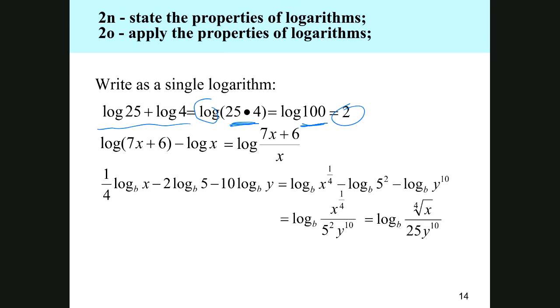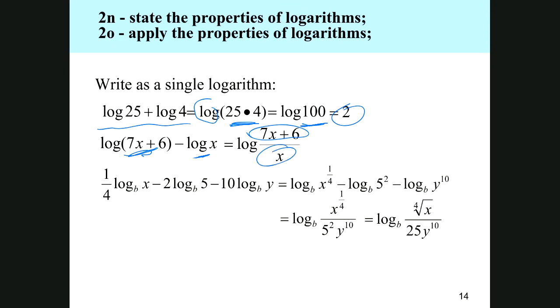Sometimes there's not any simplification at the end. Here I've got the log of something minus the log of something else. So I simply use the quotient rule: the log of the first one goes in the numerator, and the log of the second one goes in the denominator. Done.